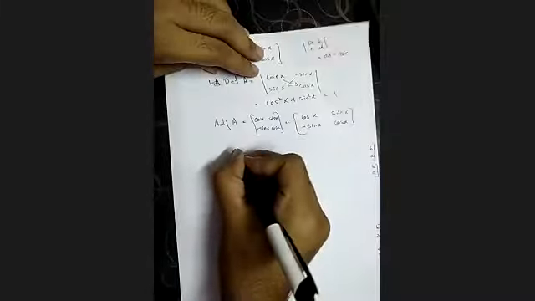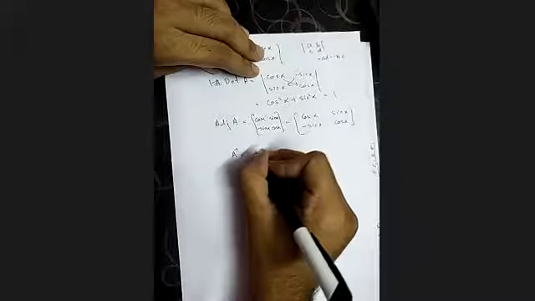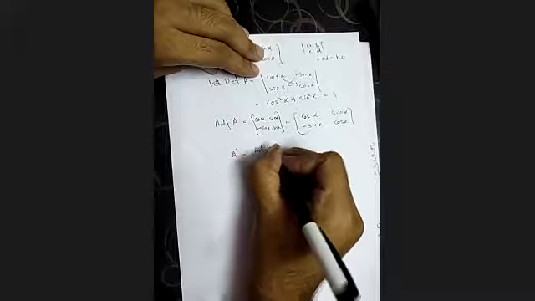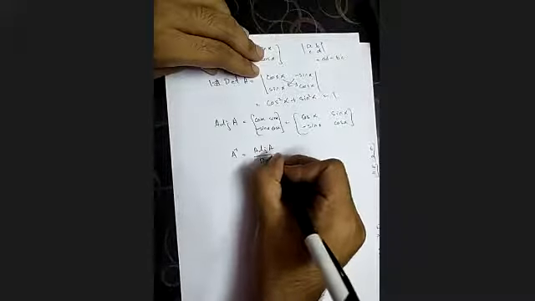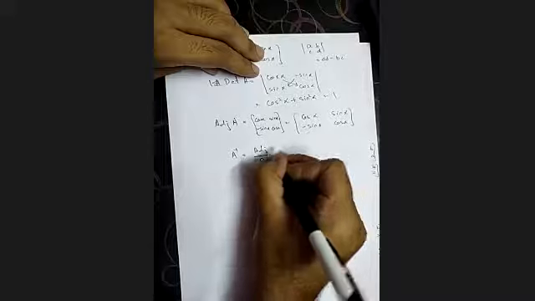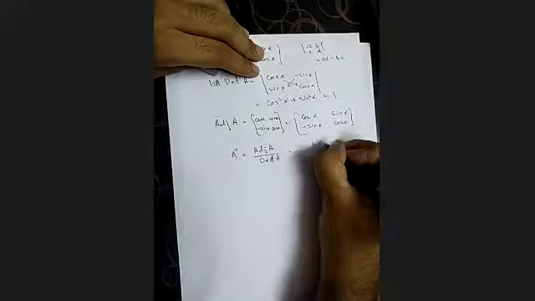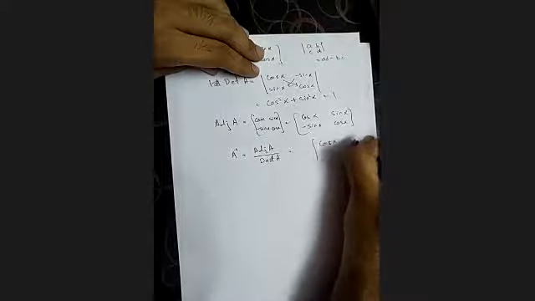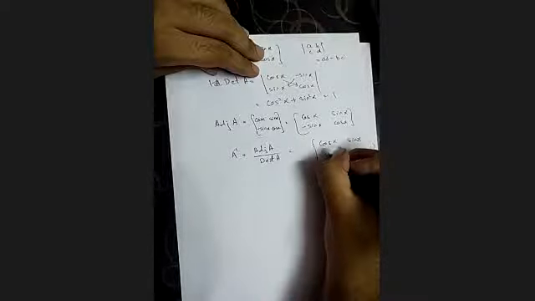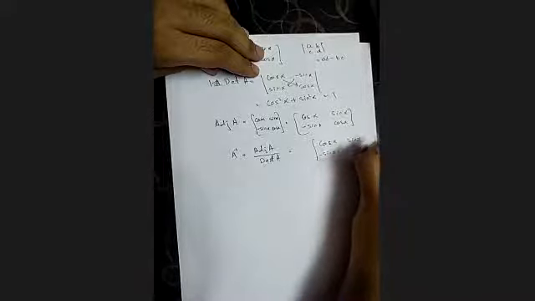Now A inverse is equal to adjoint A by det A. What is the adjoint? Cos alpha, sine alpha, minus sine alpha, cos alpha. What is det of A? 1. So this is your A inverse. Clear?